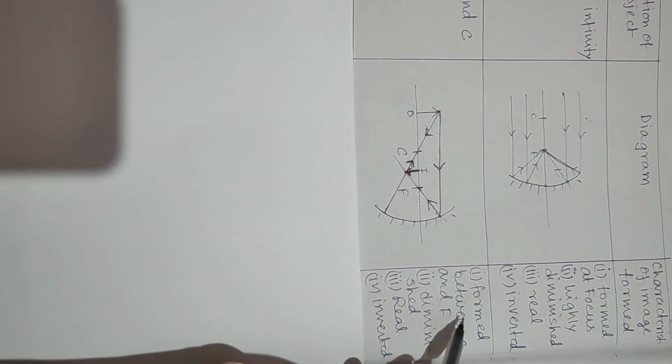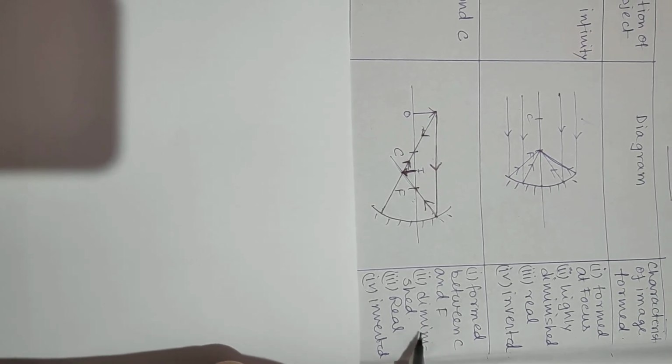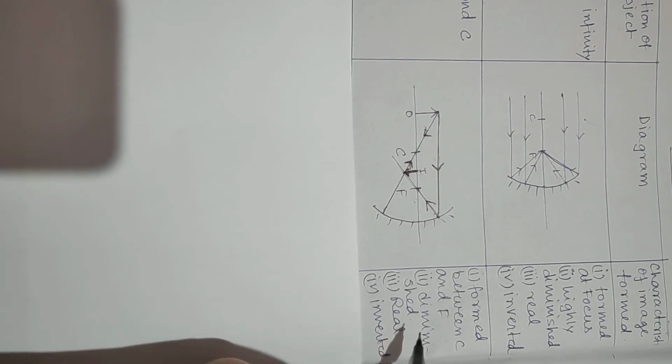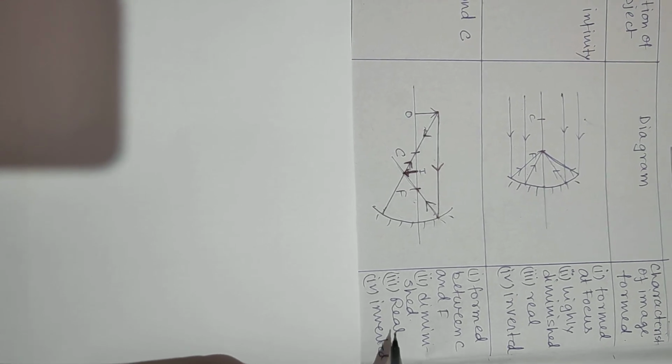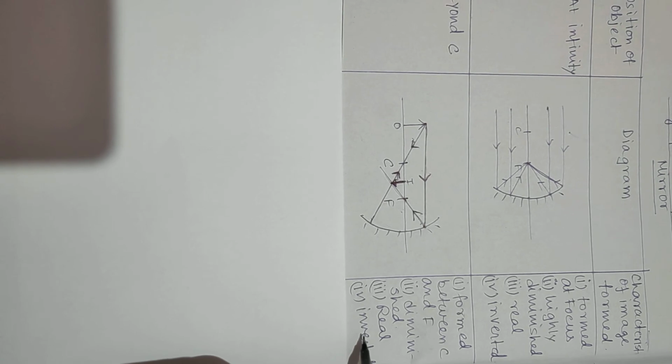So, number 1 point is where it is formed? Formed between C and F. Image is diminished. Is it real or virtual? It's real because it is formed in front of the mirror. It is inverted or straight? It is inverted. So here we can see the 4 characteristics of the image.